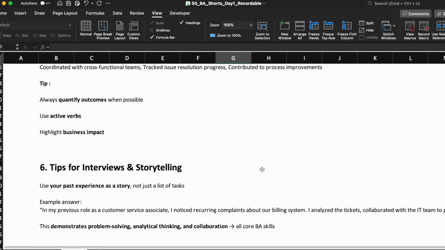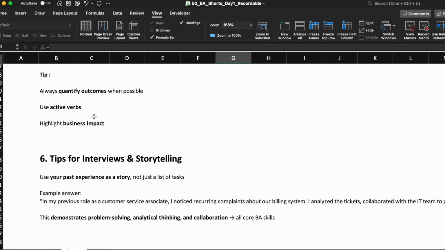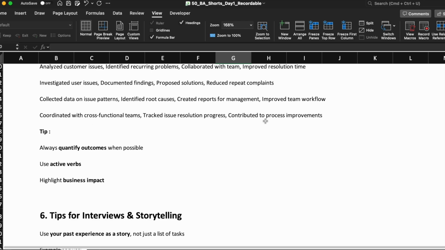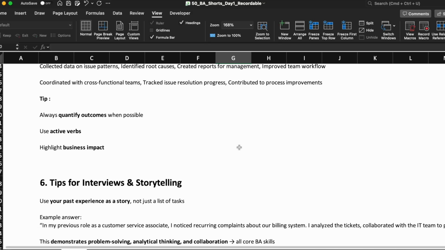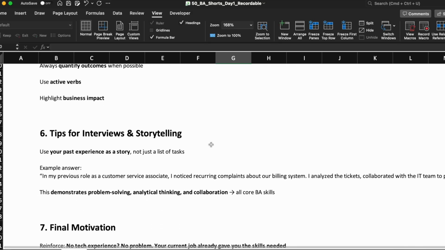So, also use active verbs and highlight business impact, right? Like contributed, improved, reduced. Okay. Storytelling tips: use your past experience as a story, not just a list of tasks, right? Something like that example.